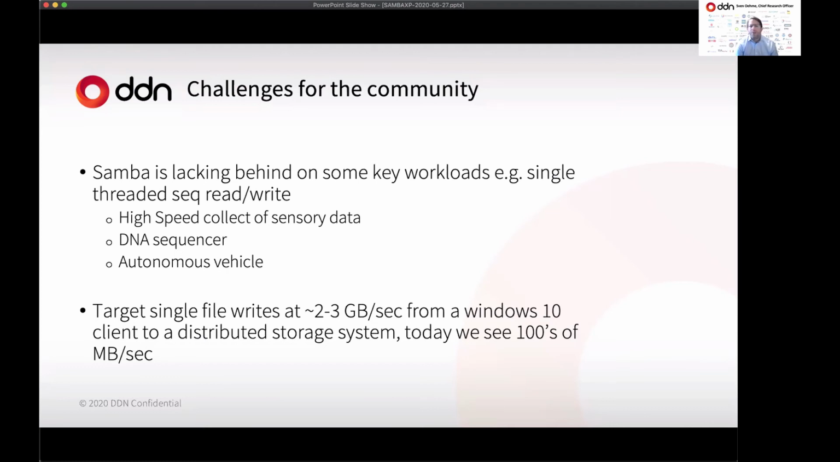But what we're really looking for is the Samba community to come up with an idea on how some of these workloads can be significantly enhanced. Particularly challenging is that these systems are just Ethernet connected. So RDMA is also not really an answer. So any creative ideas in this area I would be very interested in.